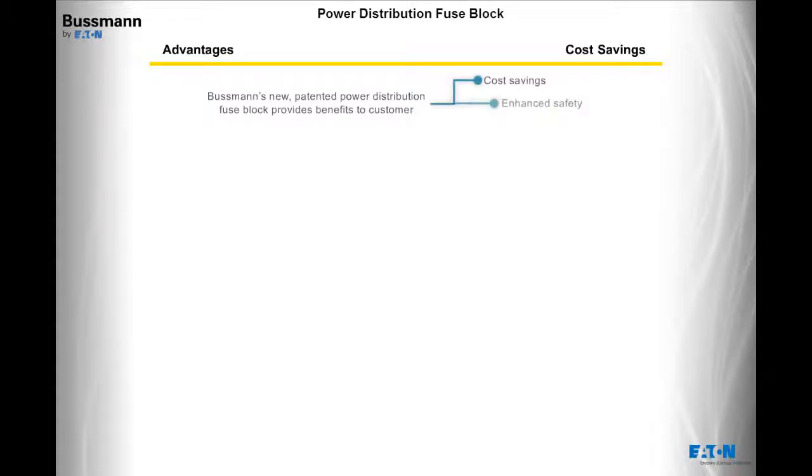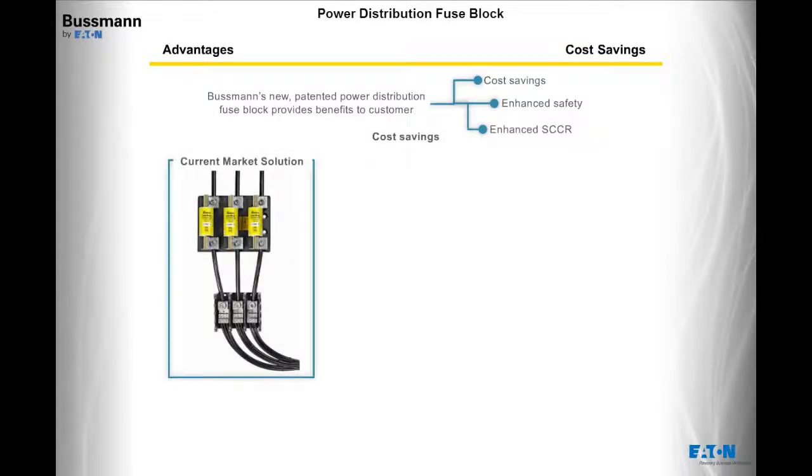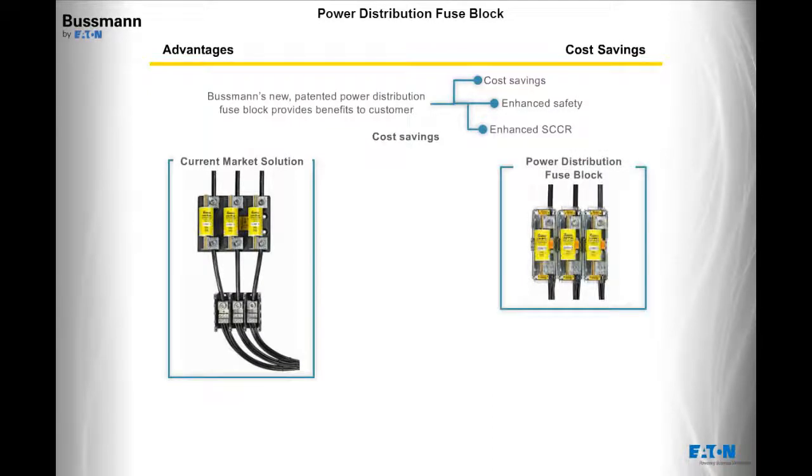cost savings, enhanced safety, and enhanced short-circuit current rating. Let's start with cost savings. Current market solution. Power distribution fuse block. By combining two components into one, the new power distribution fuse block utilizes up to 50% less panel space.